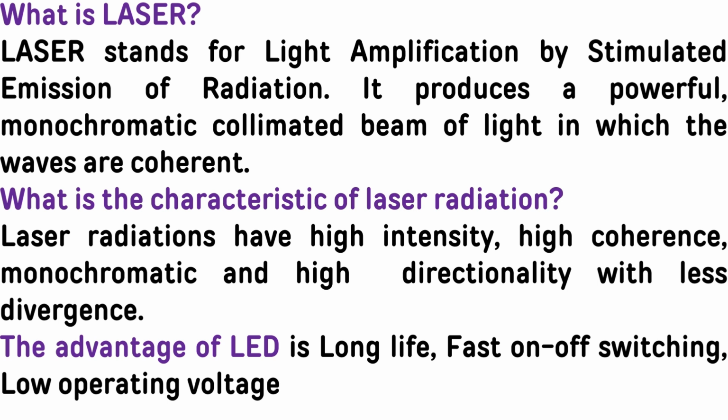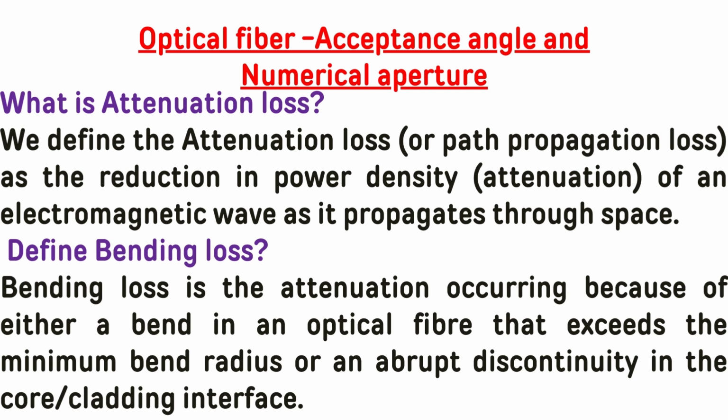The advantages of LED are long life, fast on and off switching, low operating voltage. Fiber acceptance angle and numerical aperture. What is attenuation loss? We define the attenuation loss as the reduction in power density of an electromagnetic wave as it propagates through space. Define bending loss. Bending loss is the attenuation occurring because of either a bend in an optical fiber that exceeds the minimum bend radius or an abrupt discontinuity in the core or cladding interface.